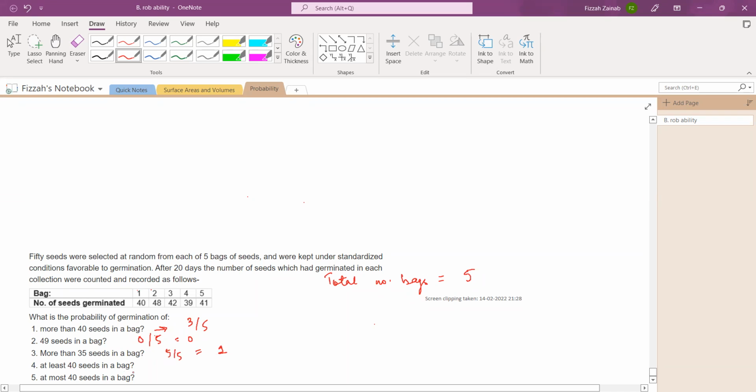At least 40 seeds in a bag. Ma'am, 4 out of 5. No, at least means, okay, yes, I'm sorry. At least means minimum 40 has to be there. So you will just leave this one, and then all the other bags are having at least 40 seeds. So 4 by 5, right? Now at most 40 seeds. 2 by 5. Yes, so at most means maximum 40. So this bag and bag number 1, so 2 by 5.